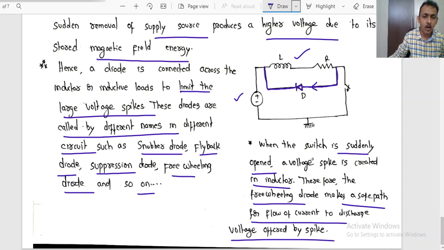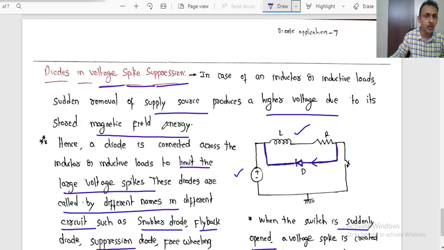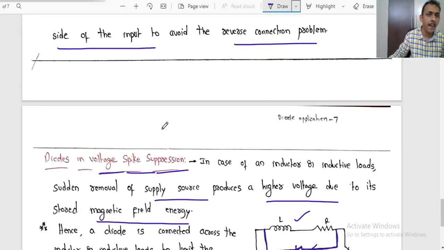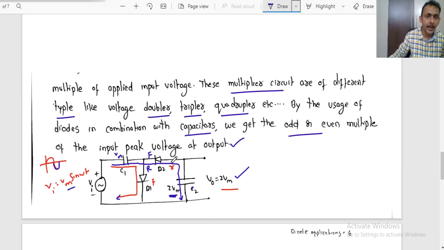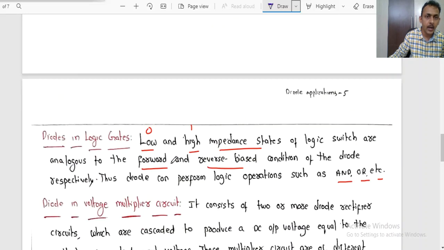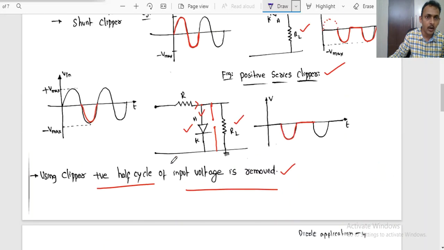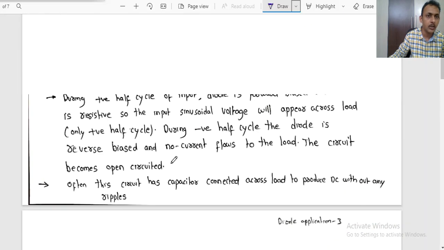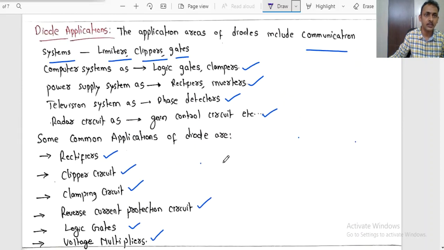So this is all about the applications of the diode. We have seen the diode in voltage spike suppression, as reverse polarity protection, as a voltage multiplier, in logic gates, in clamping circuits, in clipping circuits, and as a rectifier. So these are all the different applications, right?